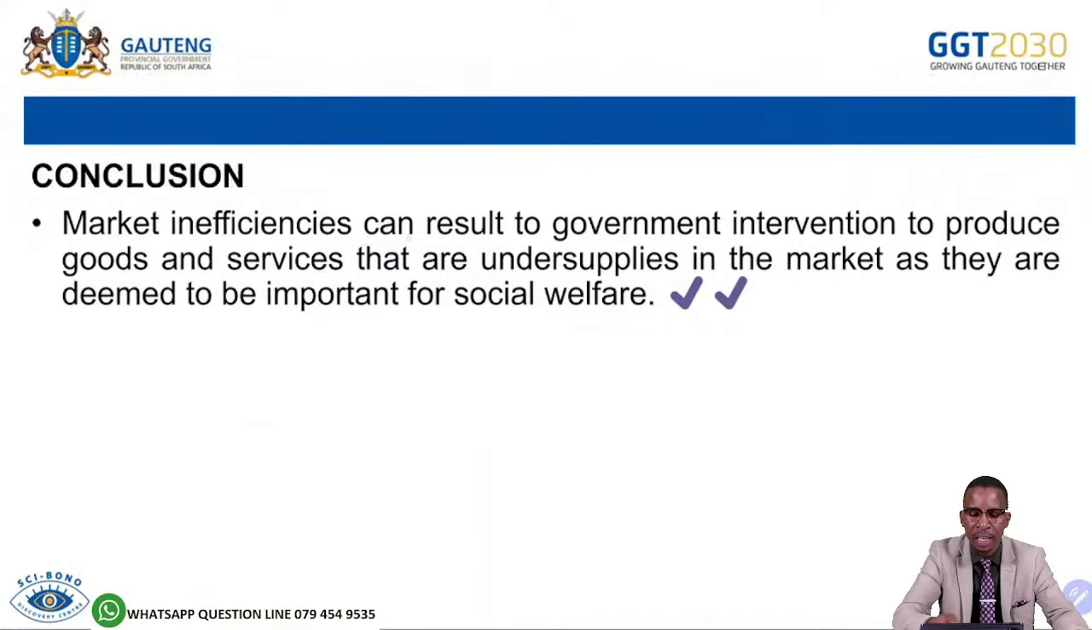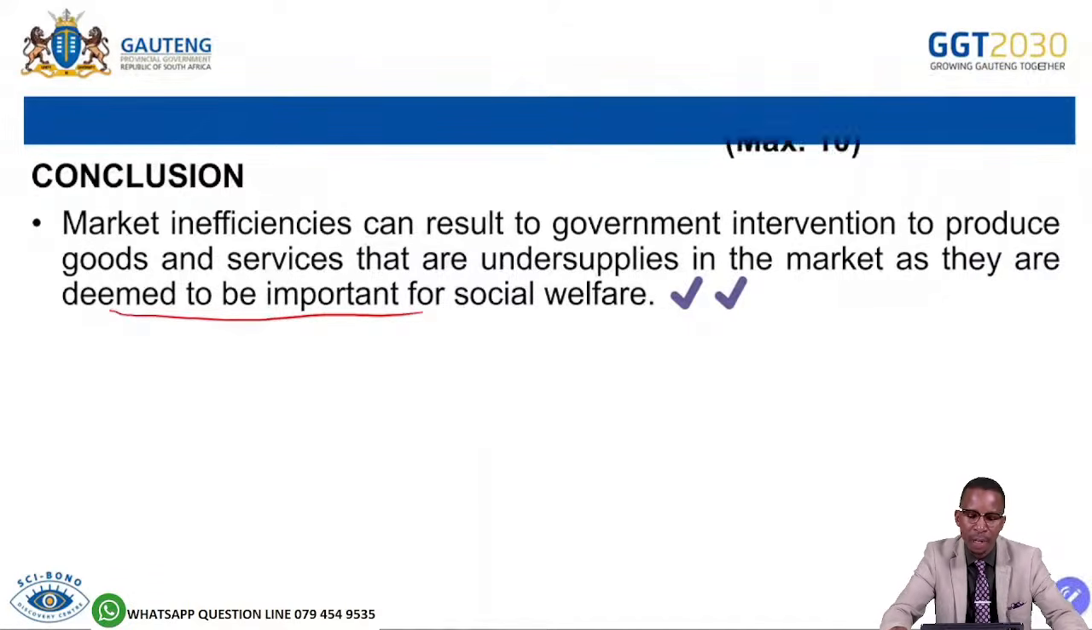Market inefficiencies can result in government intervening to produce goods and services that are undersupplied in the market, as they are deemed to be important for social welfare. Any other correct conclusion at the higher order level can be accepted.